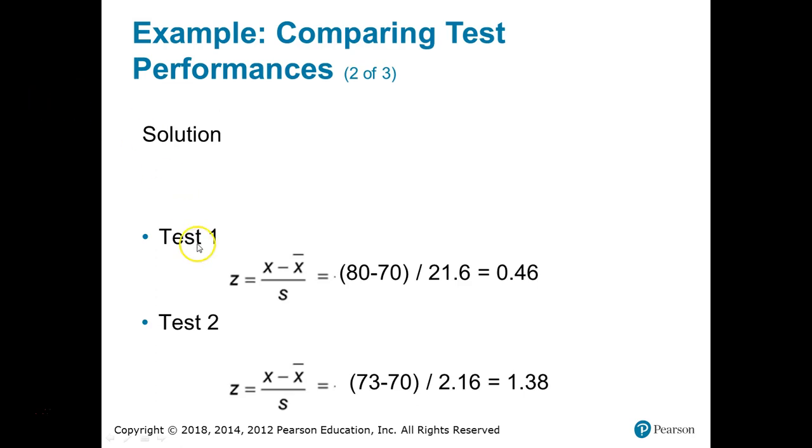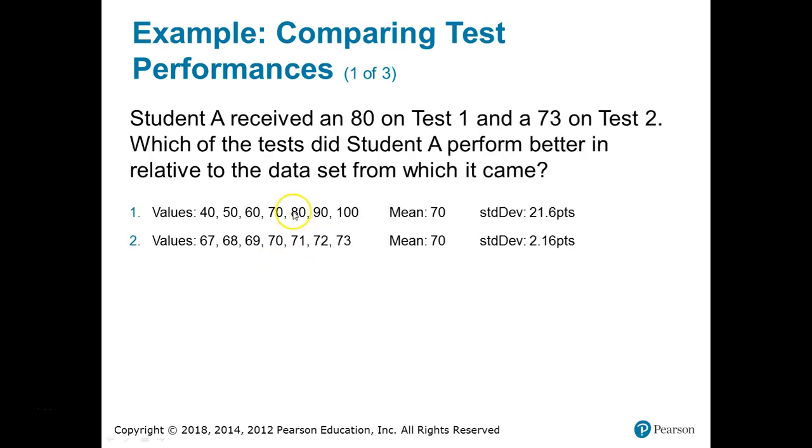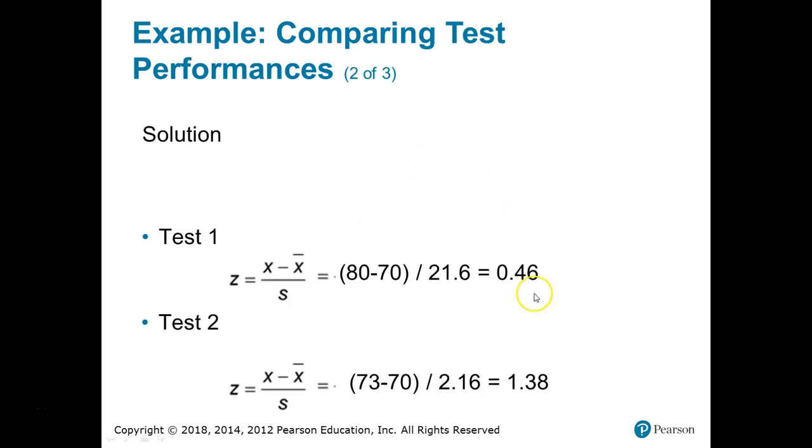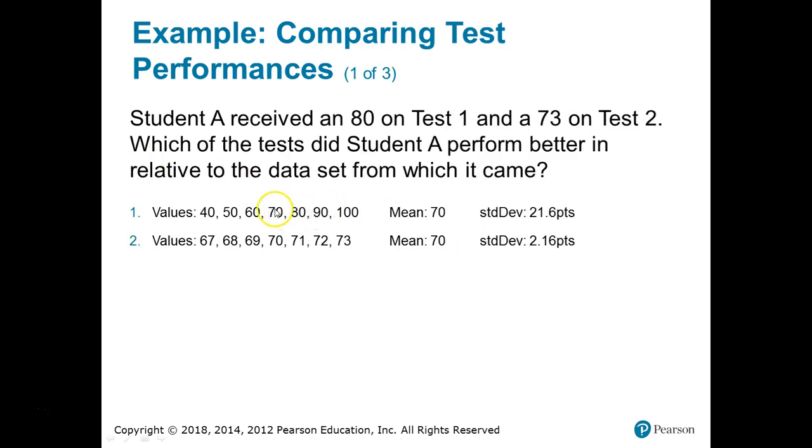So for test 1, the formula is the z-score is equal to the x value of interest minus the mean divided by the standard deviation. So the x value for test 1 is she scored an 80. The mean is 70. And the standard deviation for test 1 was 21.46. Okay, so her z-score is 0.46. That means that 80 is 0.46 standard deviations away from the mean, which is 70.